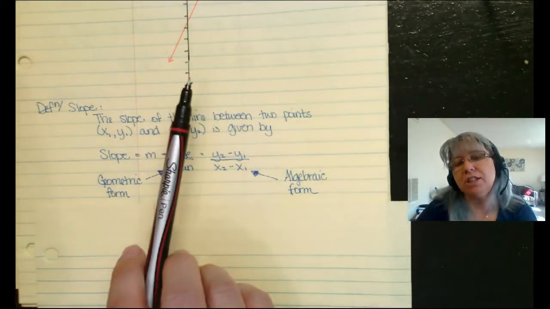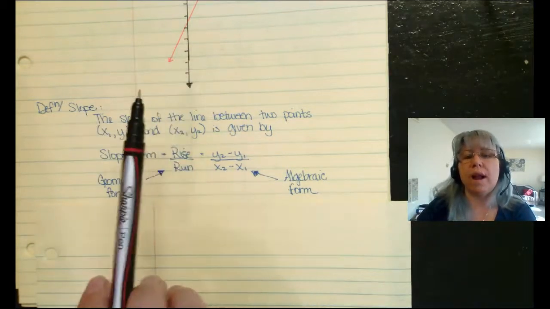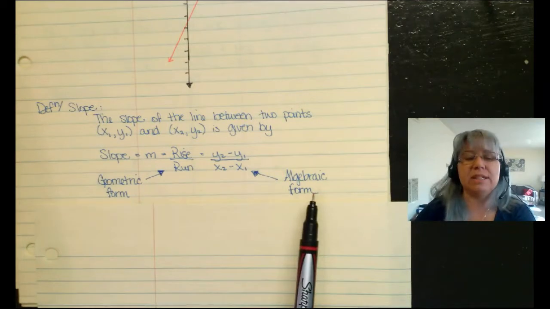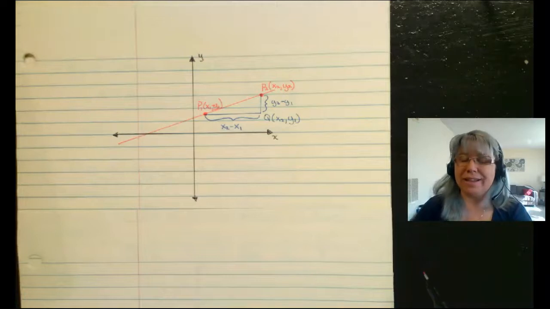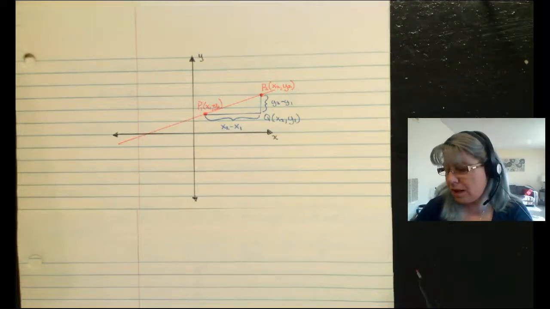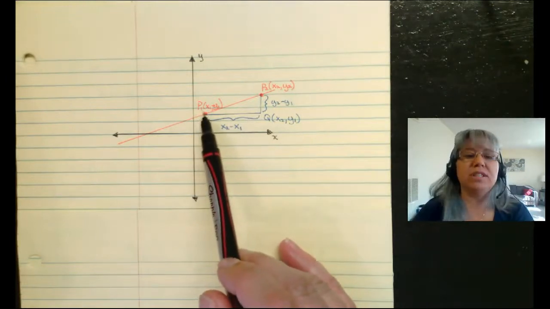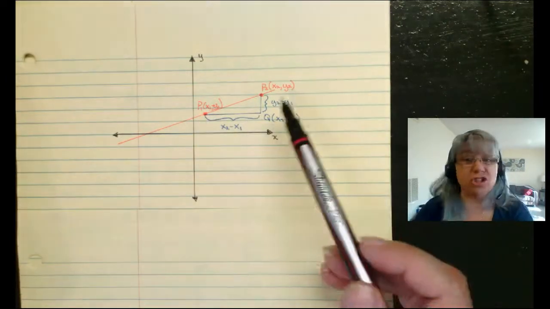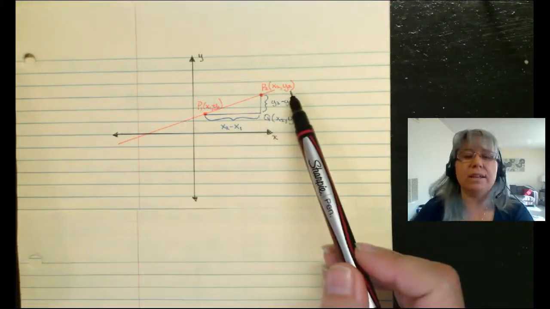That's just looking at a picture and counting some spaces. But sometimes it's too cumbersome to draw out a graph. Therefore, we can use this algebraic form, and this algebraic form will always work if we're given 2 points. Algebraically, I have 2 points: P1, which is x1, y1, just 2 generic points, and P2 is x2, y2.